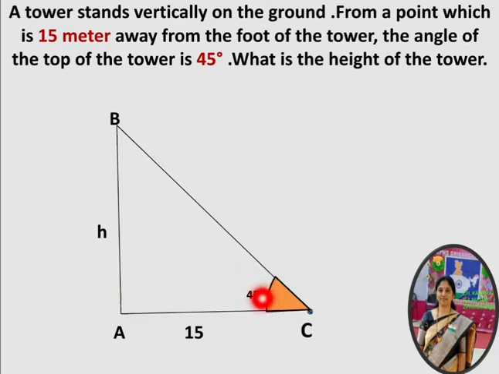And based on this 45 degrees angle, first we have to name. Here AB we have to find and AC is given as 15. So here AB is opposite to this 45 degrees, so this becomes the opposite side and AC becomes the adjacent side. So we have to find the opposite side, the adjacent side is given and the angle is also given here.